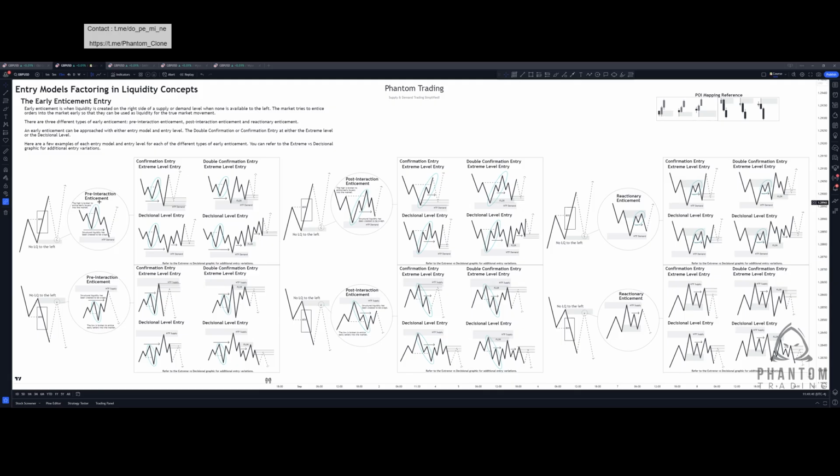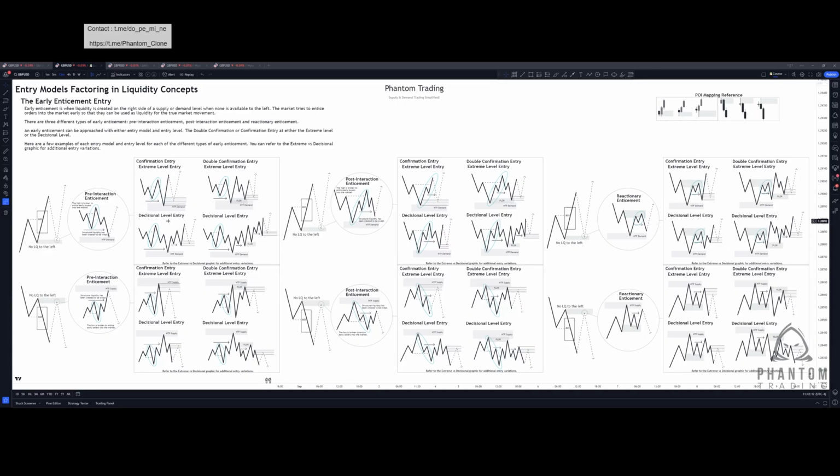So if we look at pre-interaction enticement and look at entries, we can see that price begins to trade higher above the higher time frame demand zone, and we're looking at a confirmation entry at the extreme. We see that price then trades lower, taking the structural liquidity that rests below this structural liquidity low of the early enticement. We tap into the higher time frame demand zone. We see price trade higher, taking out the last point of supply, which creates our tradable demand level. When price returns to that demand level, we look to trade long.